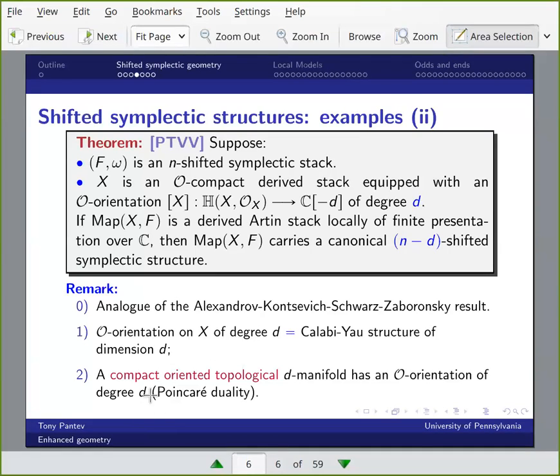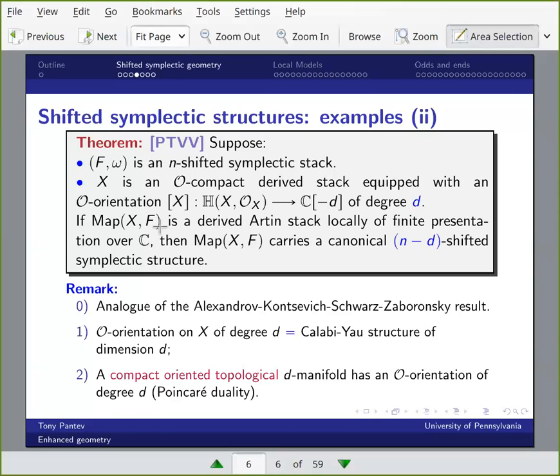So one thing I wanted to point out is that the source here, these Calabi-Yau guys, could actually be compact-oriented topological manifolds. A compact-oriented topological manifold of dimension D, viewed as a derived stack, as a constant derived stack over the site of schemes, is a Calabi-Yau in this sense. It's a Calabi-Yau of dimension D. So the orientation gives you a Calabi-Yau structure of dimension D. So if you look at maps from that to anything symplectic, then you get something symplectic again. And that's one way to bring the symplectic structure on D-branes.